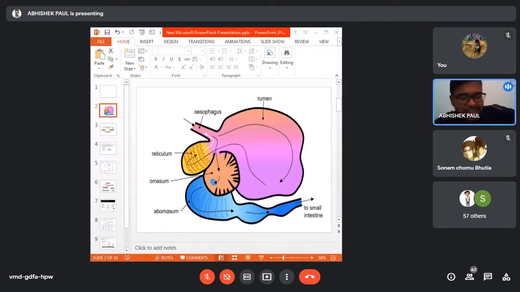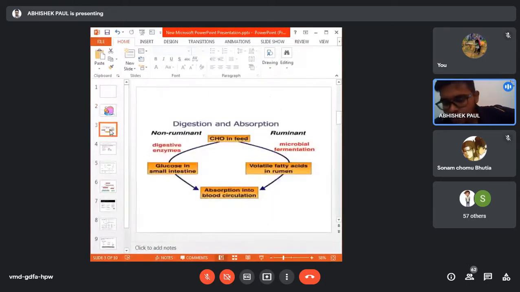No, this is not fatty acid. So what is the final end product of the carbohydrate digestion in case of ruminants? So you see the difference. This side is non-ruminant and this side is ruminant. This is the carbohydrate in feed. This carbohydrate will break down into glucose in case of non-ruminant by the digestive enzymes.